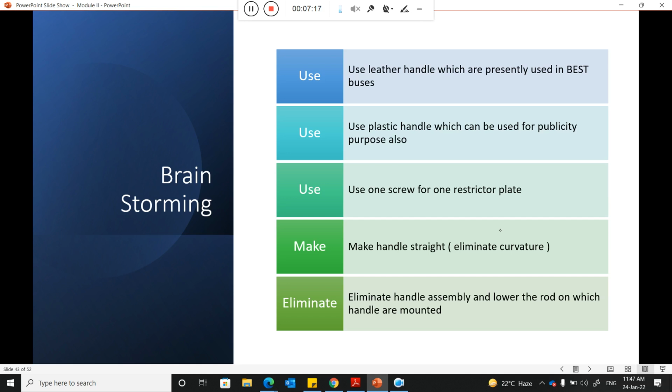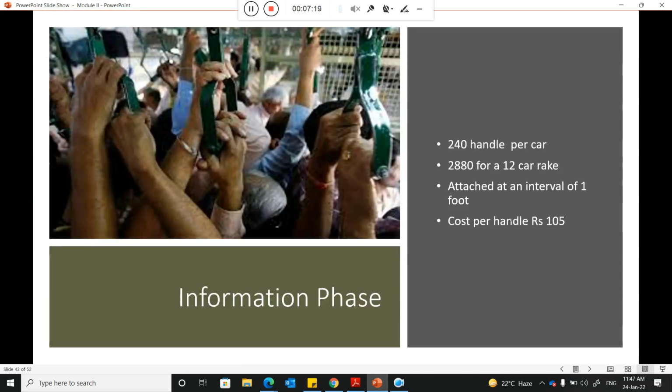Okay, so what is the next step? First you need to identify the function of the components of that particular product. We need to divide the product into small components, and for each component identify the function, and after that gather the information regarding that product: what is the cost, how much it is utilized, and what is the requirement. Okay, so that is the information phase. So that is the traditional design.